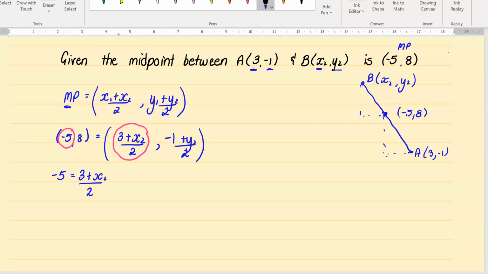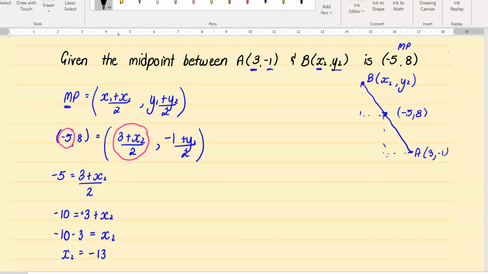To get x2 by itself, we're going to get rid of this divide by 2 first. Okay, and to get rid of the divide by 2, we multiply, so that becomes minus 10 equals 3 plus x2. No divide by 2, we got rid of it because we multiplied. And now looking in front at this 3, that's a positive 3, so to get rid of that plus 3, we will subtract 3. Technically from both sides, but what we've done is we've subtracted it from this side, that means it's gone, so take it from the other side as well. Therefore x2 equals minus 13.